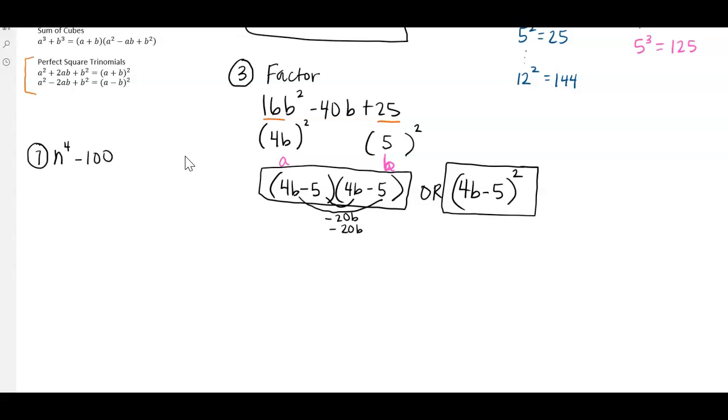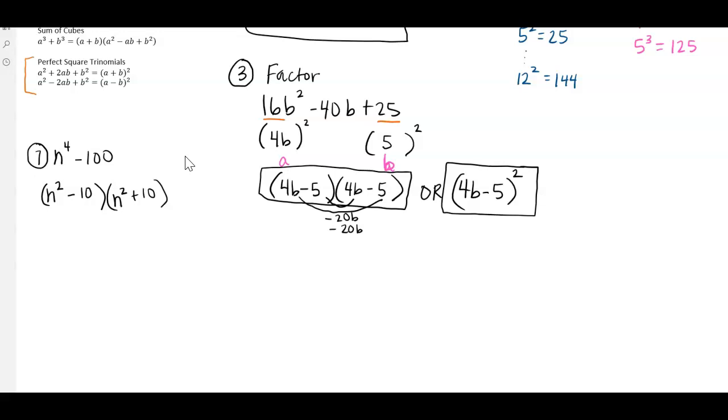Okay, and so when I'm trying to factor this, remember that when I said, okay, if I'm trying to do this, one way that I can look at it is I can think of it as, so what times what gives me n to the 4th? Well, that would be n squared times n squared. Right? And then what times what gives me negative 100 that adds to be 0 because there's no middle term there. So we could think of it that way. So that would be negative 10 and positive 10.